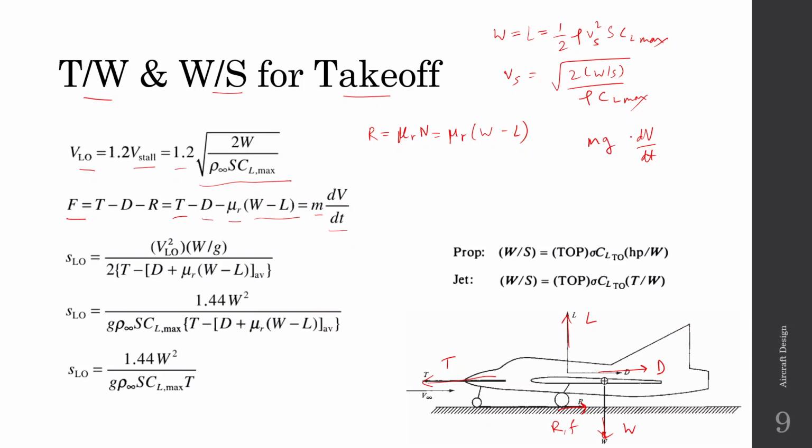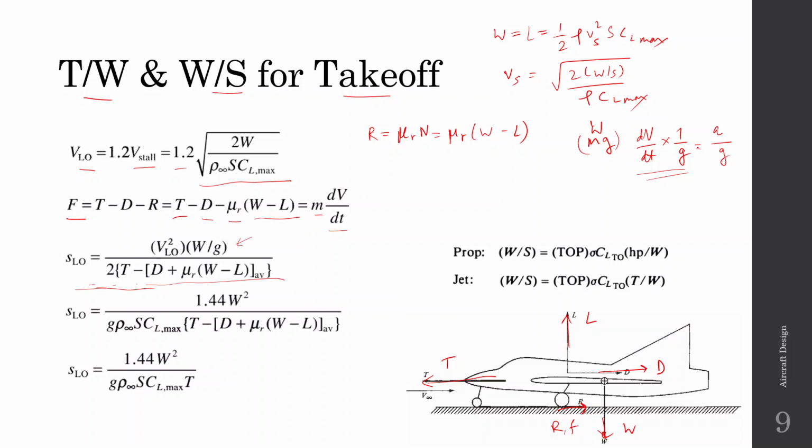You can multiply by g here, and you can divide by g. So then this term becomes the weight, W, and this term is the acceleration divided by g. Then you can rearrange everything to get this kind of equation. So this is how the g term comes into the picture.